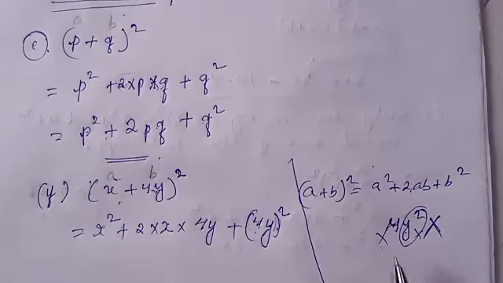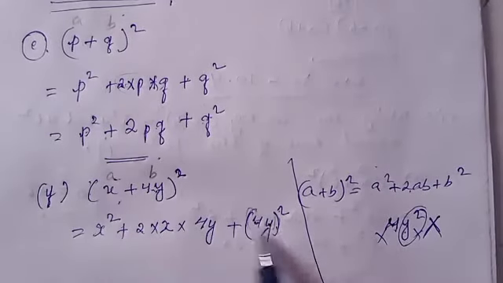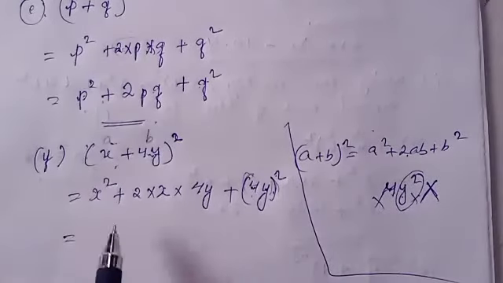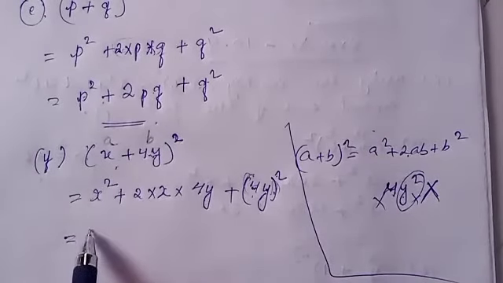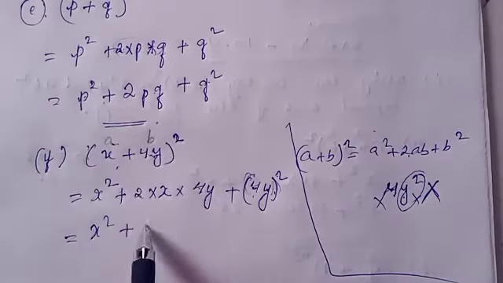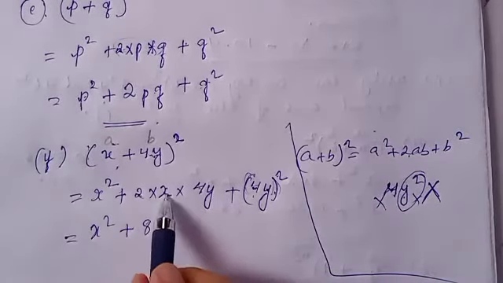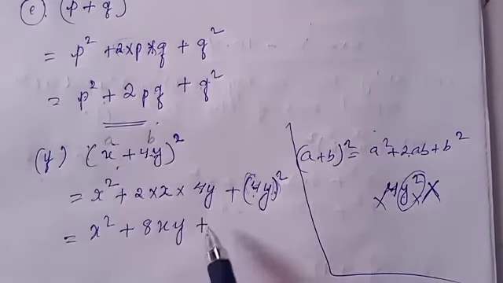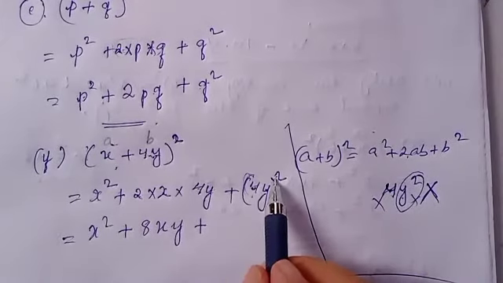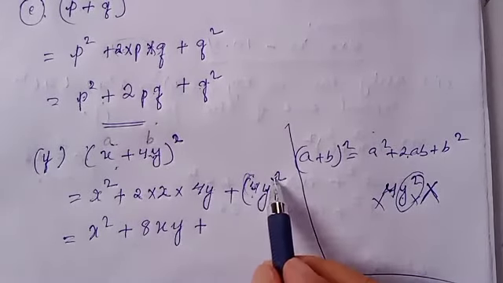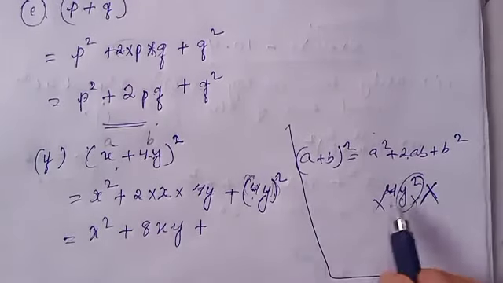So you have to write 4y the whole square. Okay? Then x square, we have only 1. Plus number, we have 2 and 4, so 2 fours are 8. X we have only 1, y we have only 1, plus plus. 4y the whole square means 4 also square, y also square. Okay, got it.